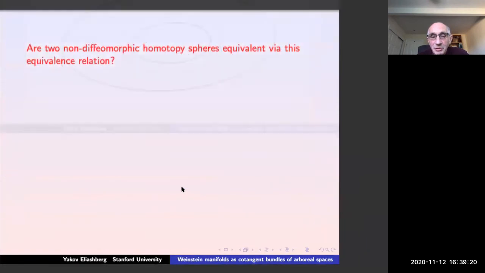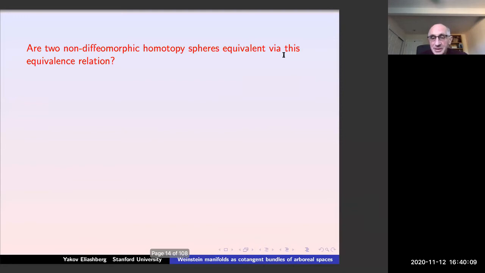So for instance, you can ask, suppose you have two non-diffeomorphic homotopy spheres, are they equivalent via this equivalence relation? That means that you started with, for instance, the standard sphere, and then you did this operation, you cut out this disk, re-glued it identically back, and then allowed to move by this regular homotopy without dangerous self-tangency, and then suddenly you came back, and you see that it is glued not along this original inclusion diffeomorphism, but some exotic diffeomorphism. Can this happen or not?